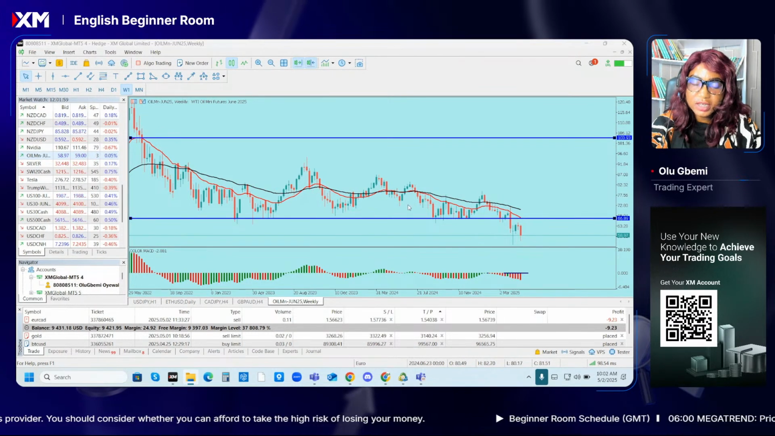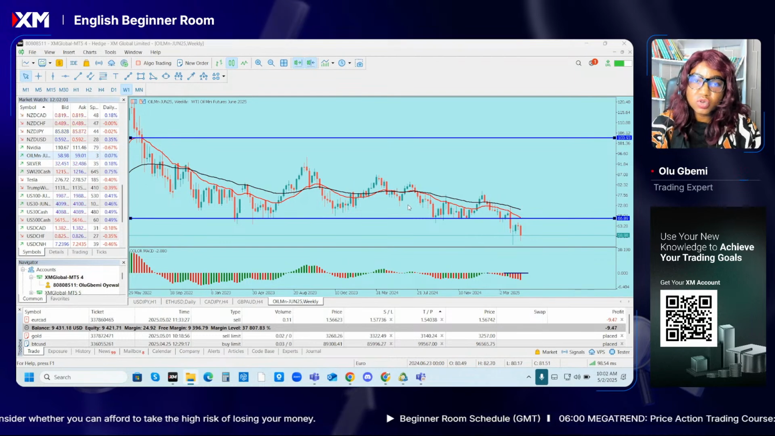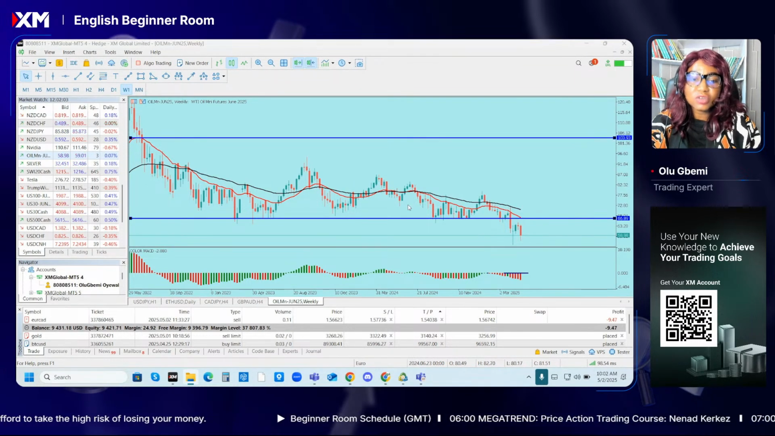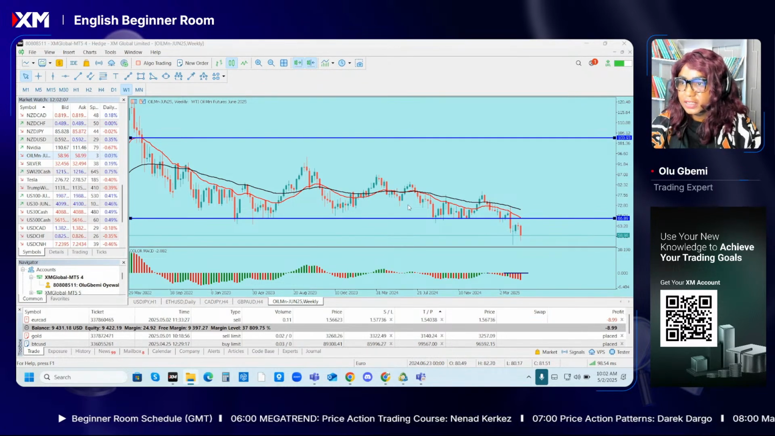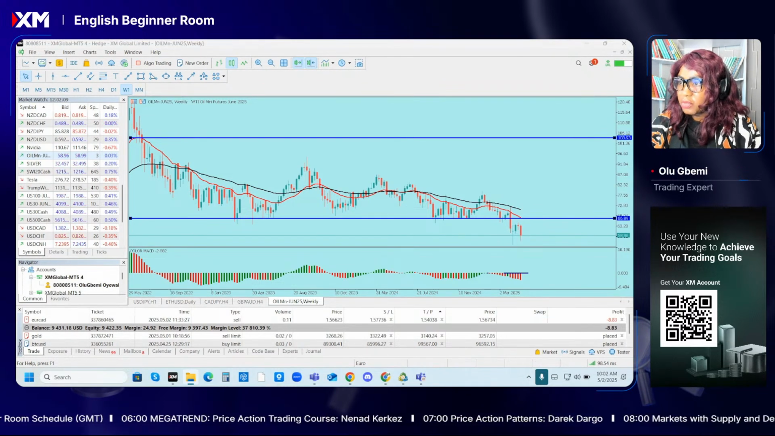So that's why it's quite important to know how to identify patterns, know how to analyze them, and know when to enter and when to exit. These are quite important.